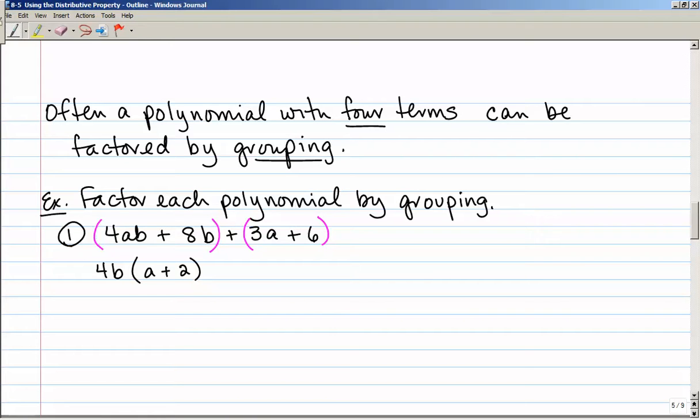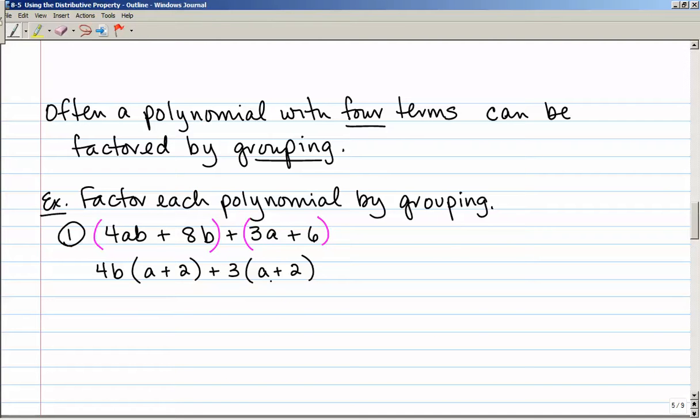Perfect. Now, take a greatest common factor out of the second set of parentheses here. 3a plus 6. I can take out a positive 3. Don't forget to put that plus there. And that's going to leave me an a plus 2. Now, it is no coincidence that I have exactly the same thing in the parentheses. That is actually a factor of my new first term and of my new second term.